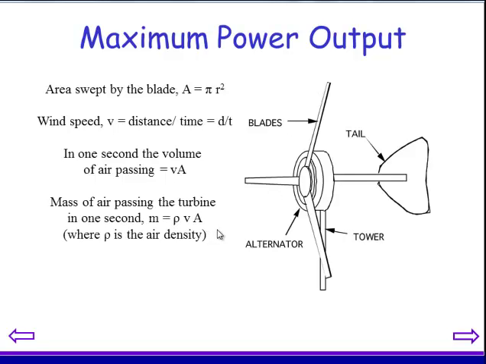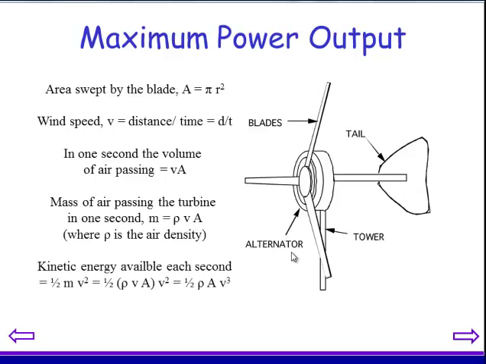Building on this, the mass of air passing through the turbine in 1 second would be the density of the air times the velocity times that total area. So the kinetic energy available each second is going to be half mv squared. We know that the mass is density times velocity times area, times v squared, which gives me half density area v cubed.